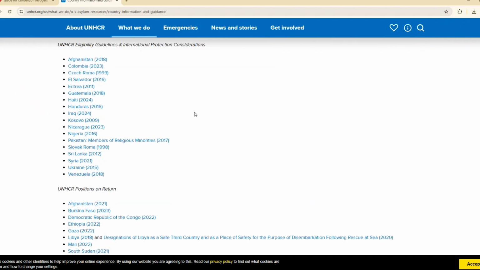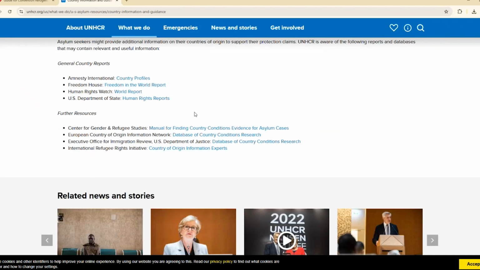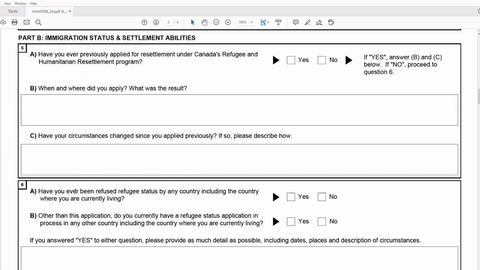Scrolling down, you can see country names here. And there are additional country profiles that you can also access from Amnesty International, Freedom House, Human Rights Watch, and the U.S. Department of State. Feel free to include those country condition reports as well. In Part B, you are going to indicate whether you have previously applied for resettlement to Canada. If you did apply, explain when and where you applied and what the result was of your application. And if your application was refused, explain how your circumstances have changed since you applied previously.